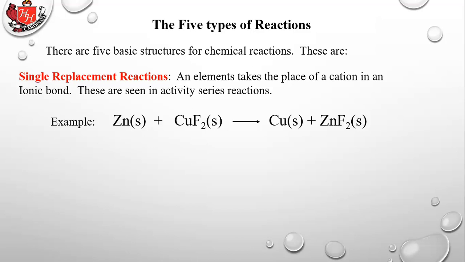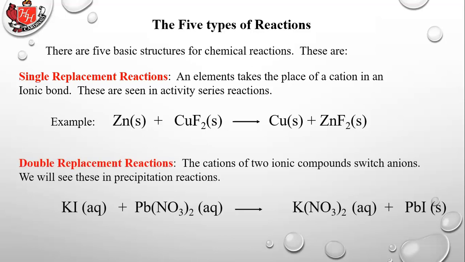How do you know the zinc is going to pass the electrons to the copper or not? Well, when we study activity series, we'll answer that question. Double replacement reactions: the cations of 2 ionic compounds switch ions. So we will see this in precipitation reactions. So there you have potassium iodide, KI, and lead nitrate, Pb(NO3)2, and what happens is the K, the cation potassium, and the cation lead switch places. So now the K, the potassium, is with nitrate, and the lead, Pb, is with iodide. So the 2 switch places, so that's a double replacement reaction.